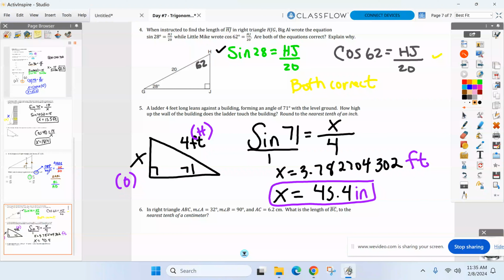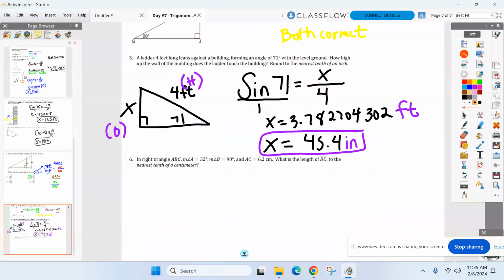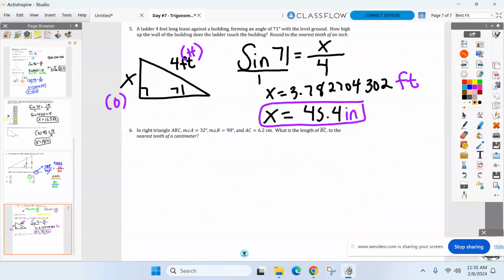But be on the lookout now. All right, you got 6 on your own. Hey, let's be on the lookout right now, right? The side is in centimeters. What am I asking you to round to? Okay, so we don't have to worry about it. All right, that's what I mean. Figure out what your sides are in the diagram, and then what am I asking you to round to?